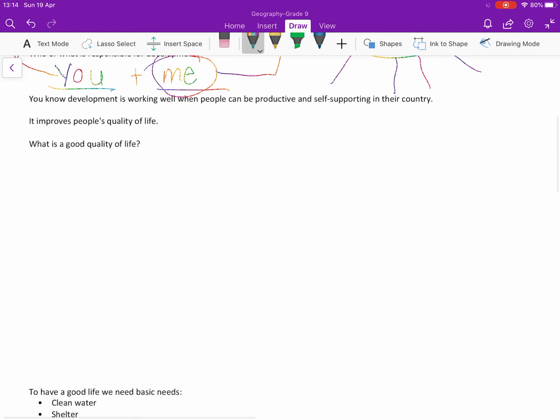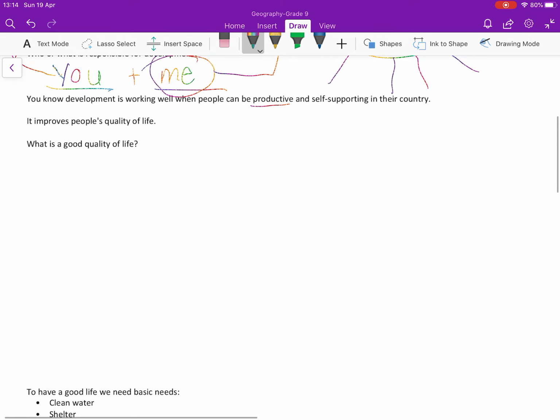Okay, so development is working when people can be productive and self-supporting in their own country. Can I support my family well? Am I feeling productive, like I have a purpose and I'm contributing to life, to our economy, and so forth? It improves people's quality of life.